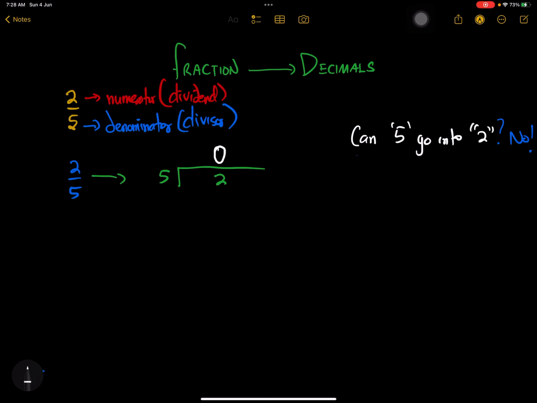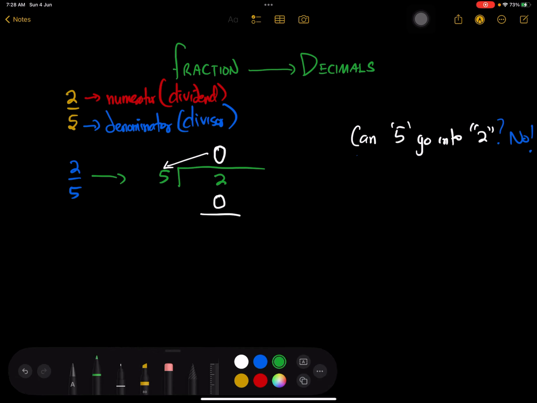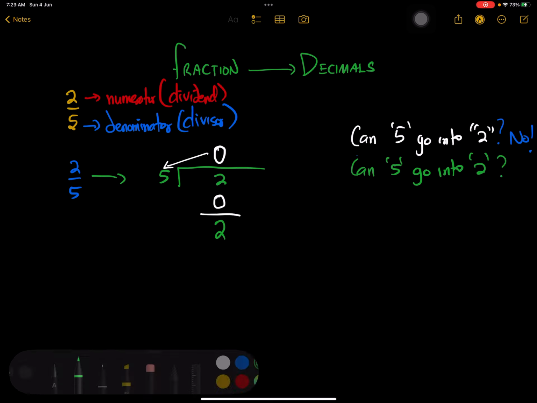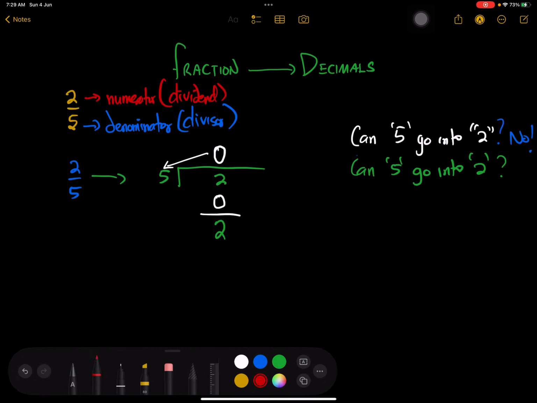Any number we put on top needs to multiply the divisor. So 0 times 5 is 0, and we put it below the 2. Then we subtract: 0 from 2 is 2. Still, we ask the question again: can 5 go into 2? And you and I know that the answer is again no. But remember, we have already put a 0 on top.